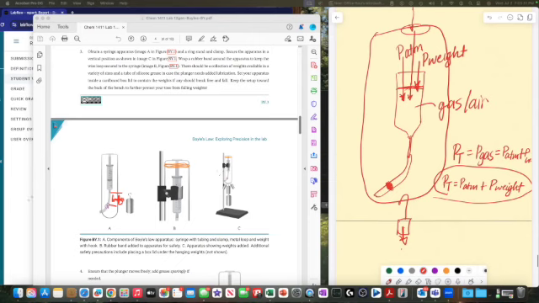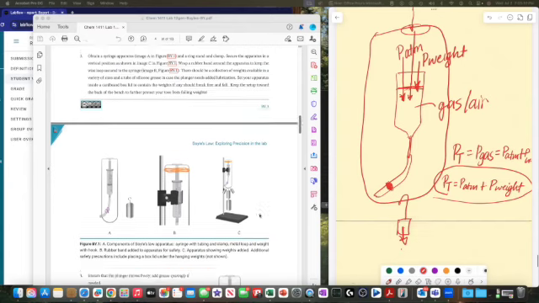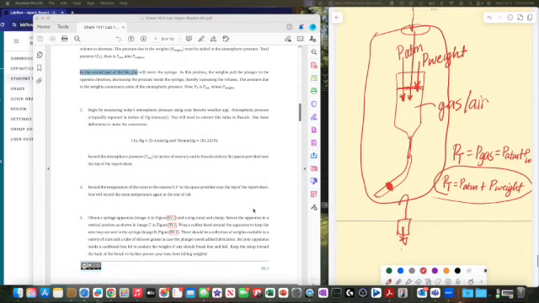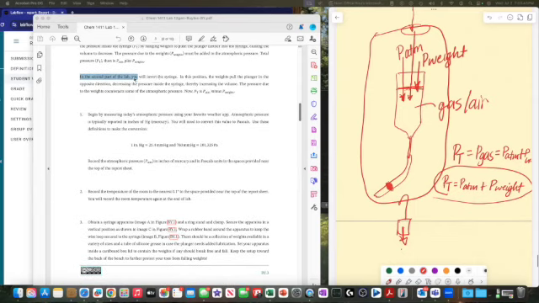Okay, so let me go back to, let's see, delete this, clear all my drawings, and I'll go back to where it said the second part. In the second part of the lab, you will invert the syringe. In this position, the weight pulls the plunger in the opposite direction, decreasing the pressure inside the syringe, thereby increasing the volume. So this time the external pressure is decreasing.